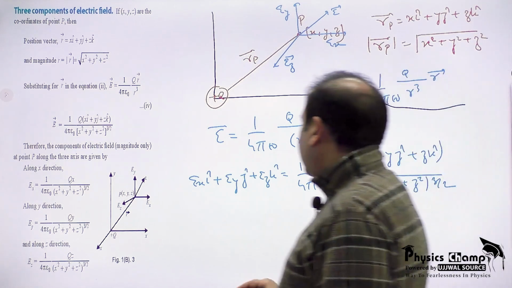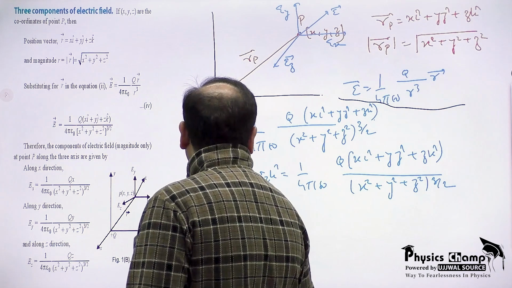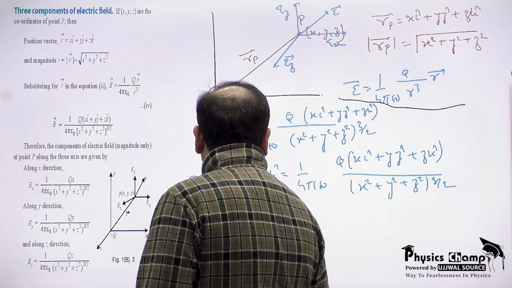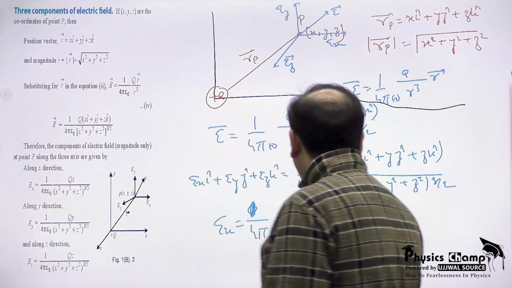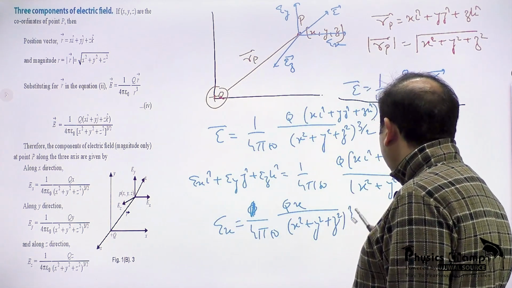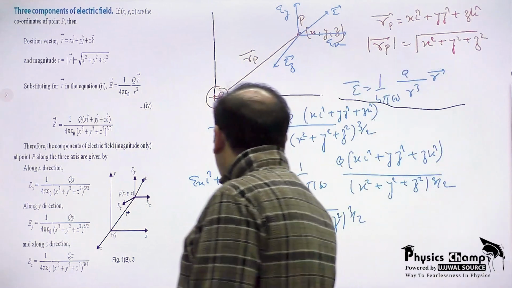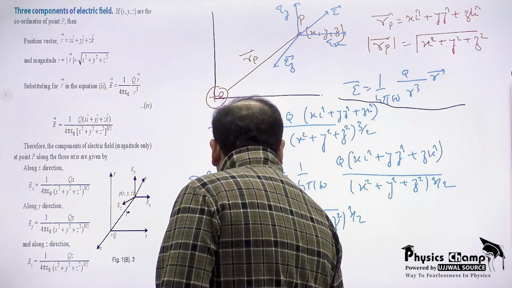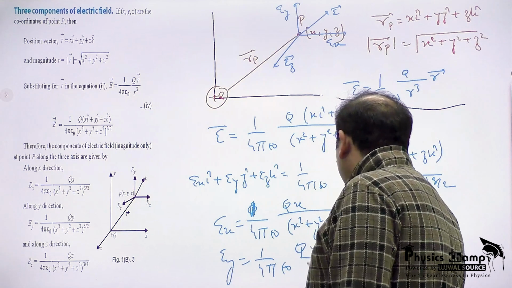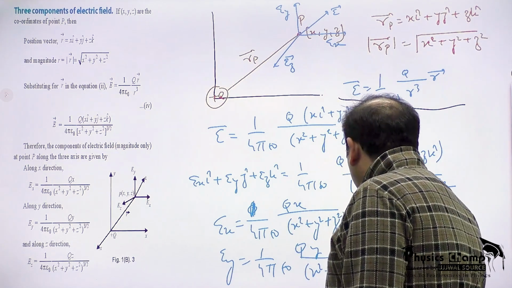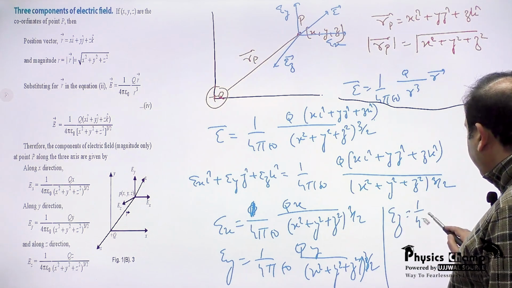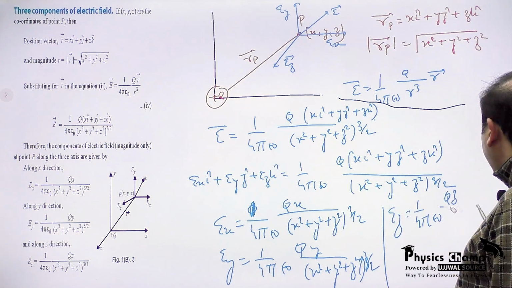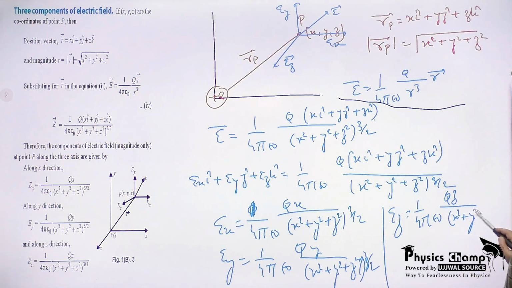By comparing, we can get the x component of the electric field as 1 by 4 pi epsilon naught into qx by x square plus y square plus z square to the power 3 by 2. Similarly, the y component of the electric field is 1 by 4 pi epsilon naught qy by x square plus y square plus z square to the power 3 by 2. And similarly, the z component is 1 by 4 pi epsilon naught qz by x square plus y square plus z square to the power 3 by 2.